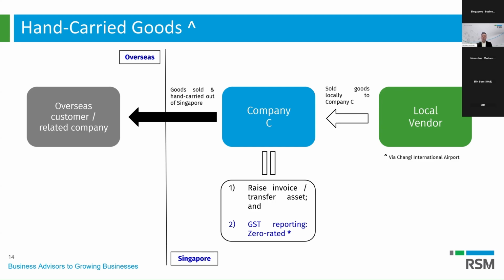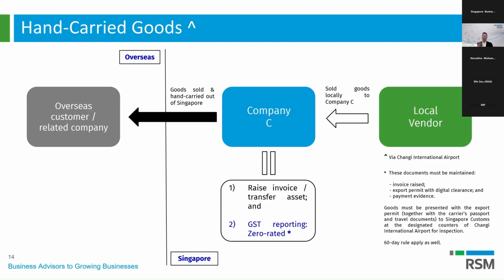Generally, for a hand carried goods situation, obviously the hand carried goods guide that is available on the IRAS website would tell us what to do. Obviously my client is not aware that there is this guide and the conditions. So I told them, in order to zero rate, as you can see on the footnote on your right, you need to have the invoice raised, which they have. You need to have your export permit declared with digital clearance.